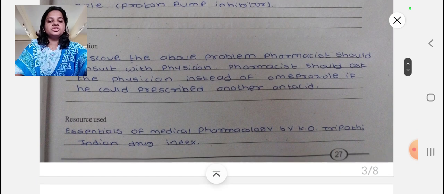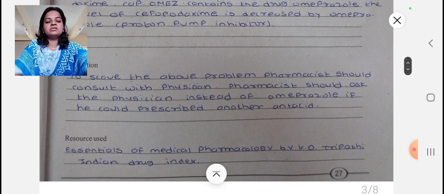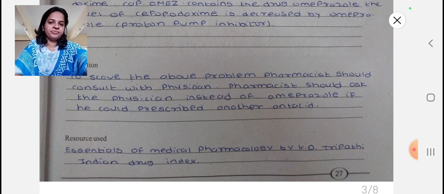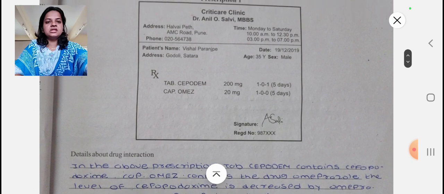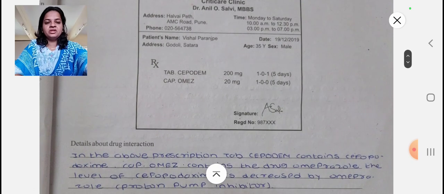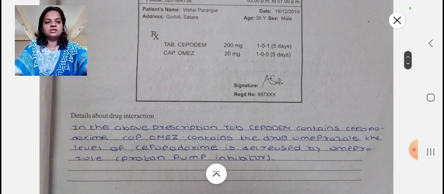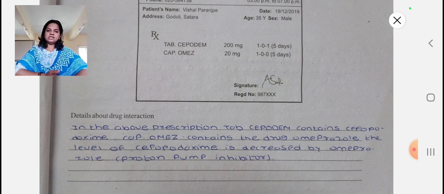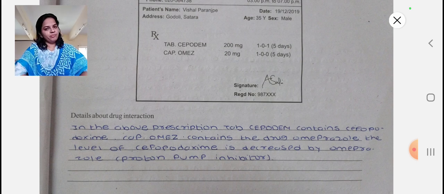The resources used for this are the book Essentials of Medical Pharmacology by K.D. Tripathi and the Indian Drug Index. So this is regarding prescription 1: a drug interaction occurs between cefpodoxime and omeprazole, where the level of cefpodoxime is decreased by the drug omeprazole.